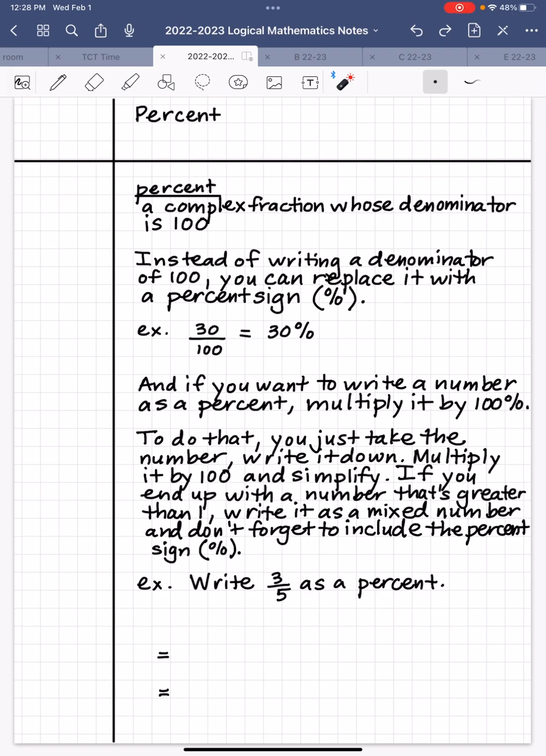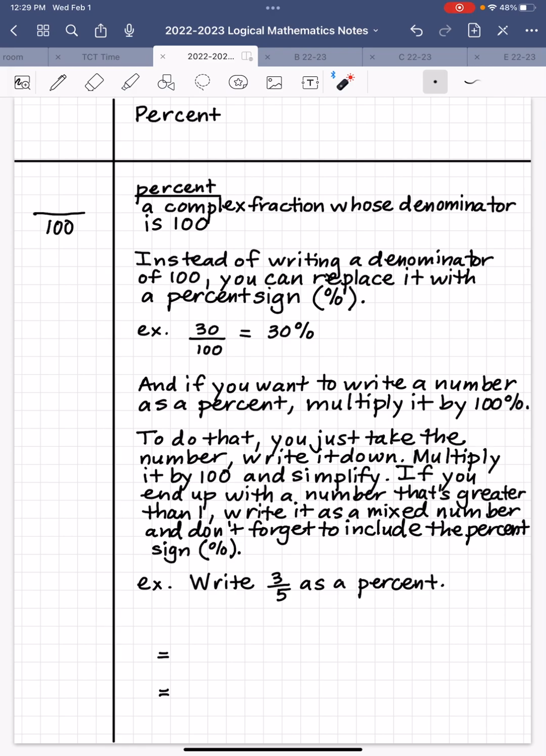Okay, so we know what a percent is, and it is simply a complex fraction, and all a complex fraction is a fraction in which the numerator or denominator or both could be fractions, okay? And the denominator of this is going to be 100. So we have a complex fraction, and the denominator is going to be 100. And the numerator could be any number, okay?